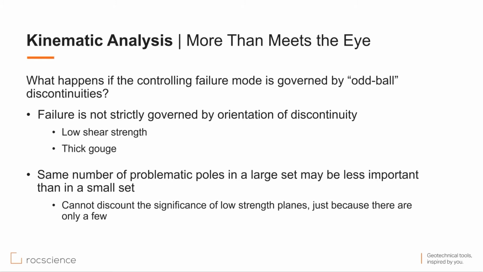The same number of problematic poles in a large set may be less important than in a small set, but we cannot dismiss their significance simply because there are only a few. Many surprise failures are, in fact, caused by these rogue planes.